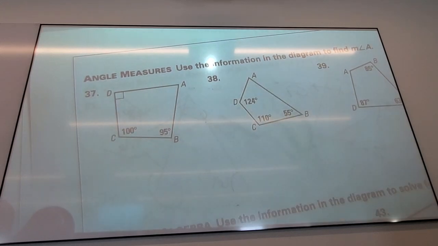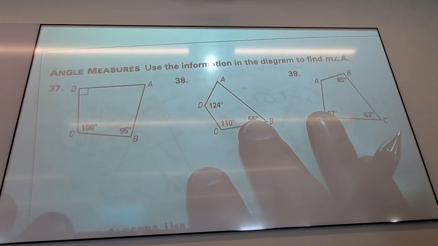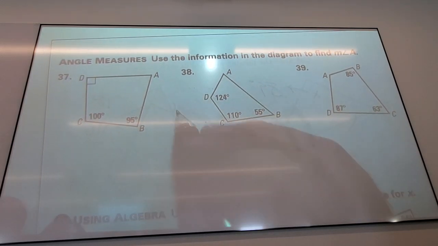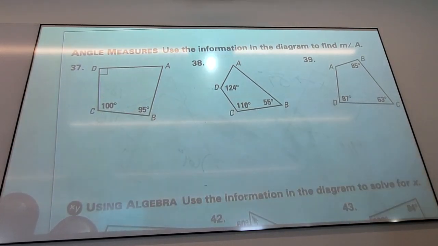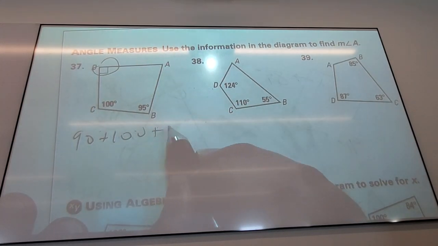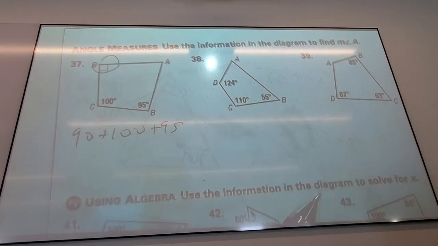The whole idea with all of these is what? They equal to 360. I'm going to prove that here in a minute. So I can do the exact same thing that we just did, 90 plus 100, because that's 90, plus 95. I can see where I am so far, and then I can see what I need to make 360 total, right? This will be 285.